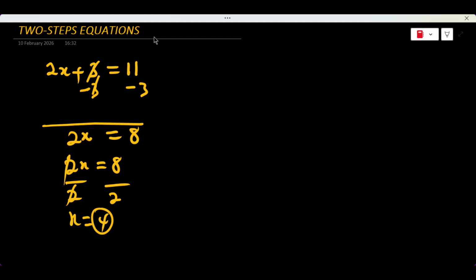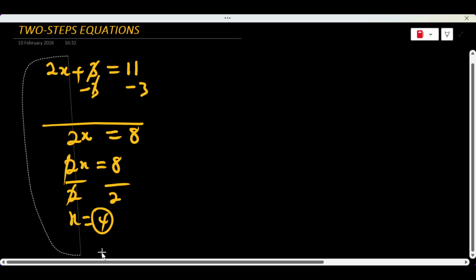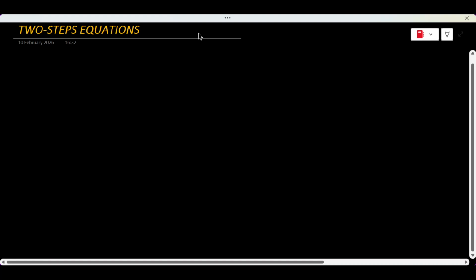All right, so let's look at our second example. We have 3x minus 6 equals 9. Now, in doing this, we have to separate the 3x to the left side. So we have to undo the negative 6. In doing that, we have to what? Use the inverse operation of negative, which is plus 6, to undo the negative 6. And then you do the same thing to the other side as well.